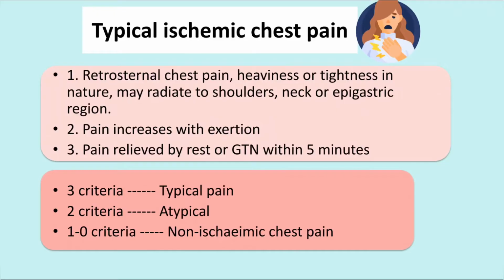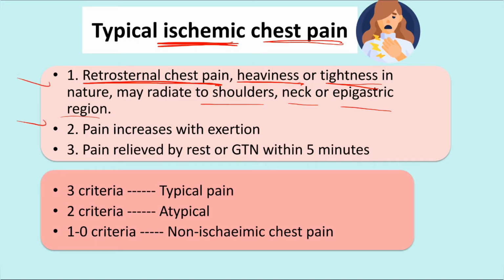We have to know what is typical ischemic chest pain because this is important to identify patients at risk later on. For chest pain, when you take history, the pain attributed to the myocardium is retrosternal chest pain. It means central chest pain, heavy or tight in nature, radiated to the shoulders, neck, back, or epigastrium. The pain increases with exertion. For example, if the patient walks or runs, the patient will have severe pain. Then it is relieved by rest or GTN within 5 minutes.